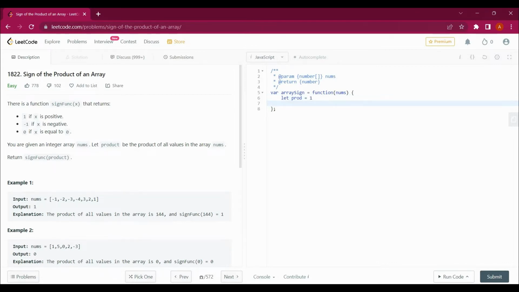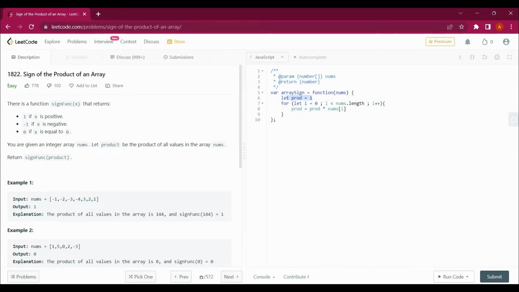Okay, then I will be creating a for loop, let i equal to 0, i is less than nums.length, i plus plus. Okay, now I will be multiplying prod is equal to prod into nums[i]. Okay, so let me explain to you what I have done here.